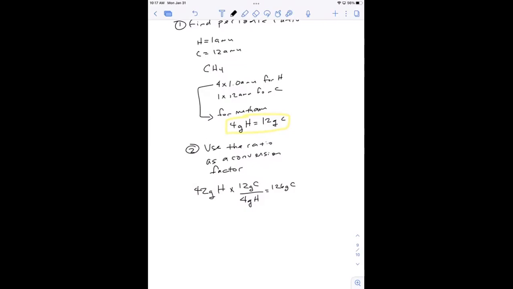So that's our strategy. Find the periodic ratio and determine what the ratio is between the atoms in the compound, and then use that ratio as a conversion factor. And as you can imagine, you can turn this around. If you have 126 grams of carbon, you can go back and find how much hydrogen is present, all based on that ratio. So with this law of constant proportion, once you know the ratio, that's your conversion factor to find out what proportion the other atom in the compound is that you're looking for.